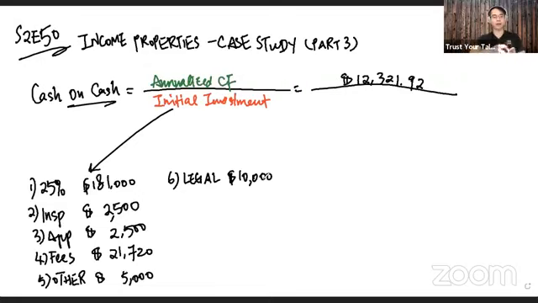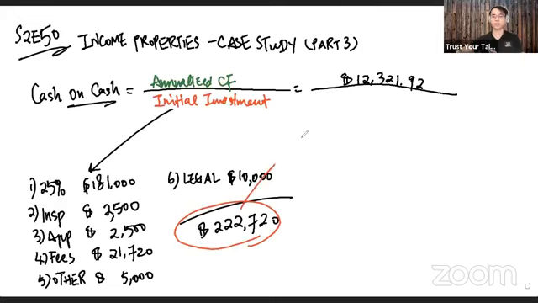So let's do that math and add everything up now. 181 plus 2,500 plus 2,500 plus 21,720 plus 5,000, and then 10,000. Okay, so now in total we have 222,720. And what that means is we're going to insert this number over here. Going to keep it the same color so that it's a lot easier.